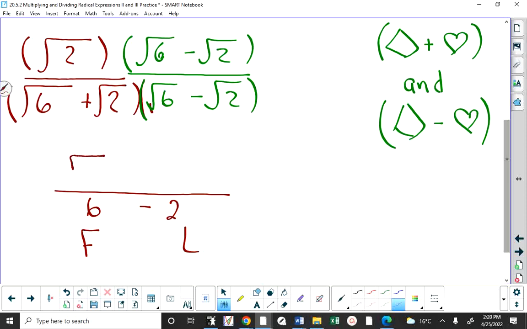On the top, we have to multiply this out. So I'm going to get root 6 times root 2, which is root 12, minus root 2 times root 2, which is 2. So what does that give us? Root 12 minus 2 over 4. Am I allowed to do this?